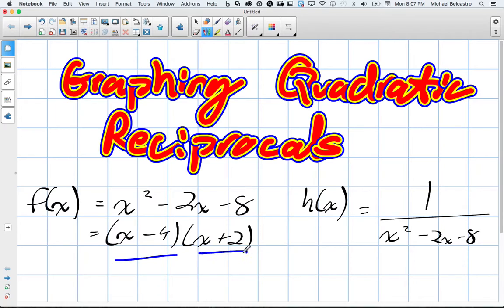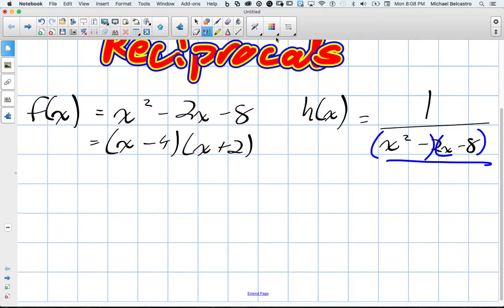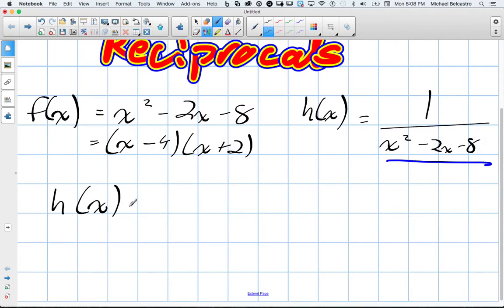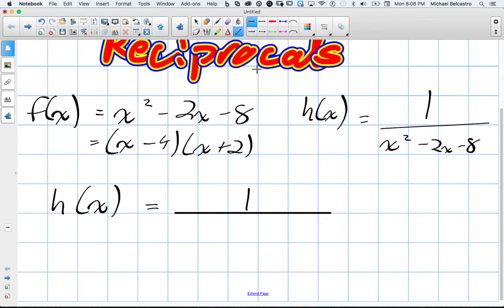But this was kind of the standard form, and this is the factored form. The factored form is very important in a reciprocal function because we need to know on the bottom essentially what values will create a 0. So we're going to change this standard form into the factored form now. So now we're going to focus strictly on the reciprocal. I'm going to bring it down here. H at x is equal to 1 over, and now we put it in factored form. We have our x minus 4, x plus 2.